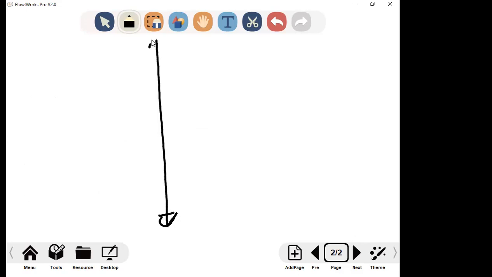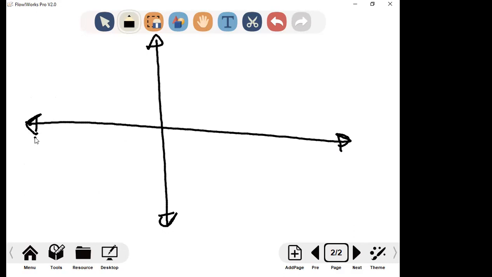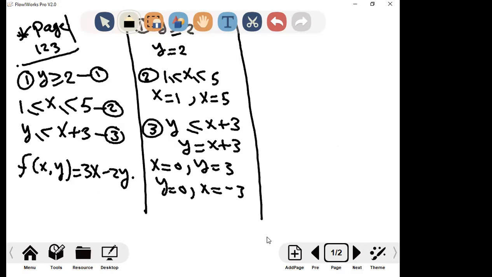X equals what? X equals what? Wait for Allah. Yes?